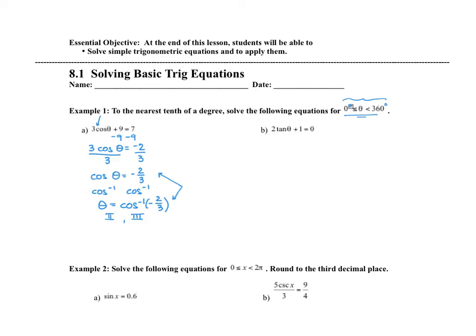So you're going to plug in your calculator, inverse cosine, -2/3, and when you do that, you're going to get a theta equal to 131.8 degrees. What you need to remember is that your calculator will only give you the principal value, meaning it's only going to give you the value like it's a big C cosine problem.